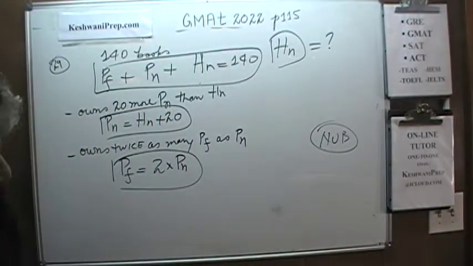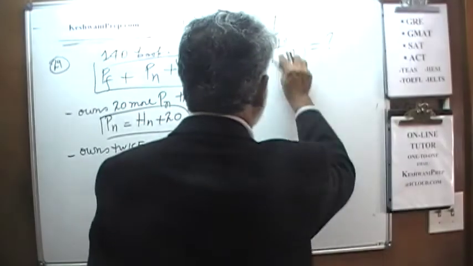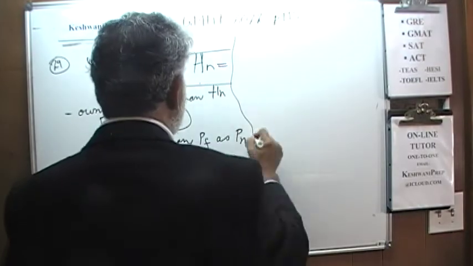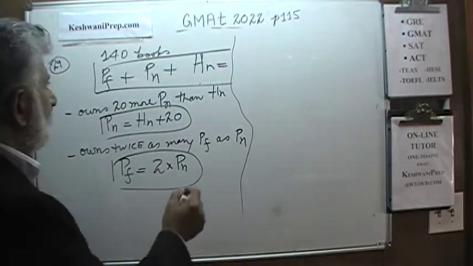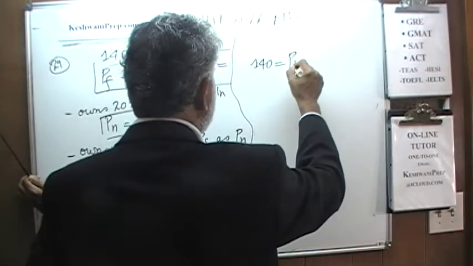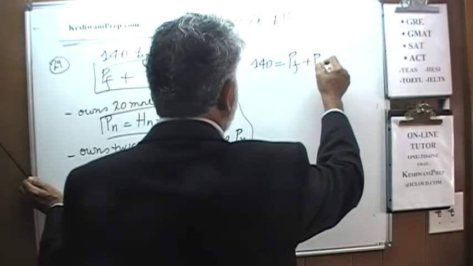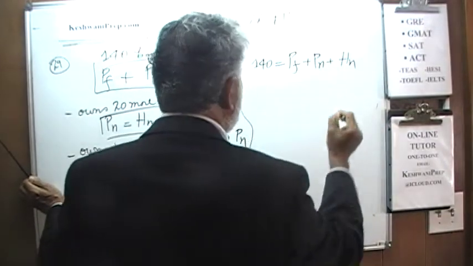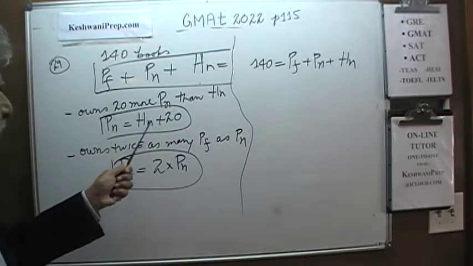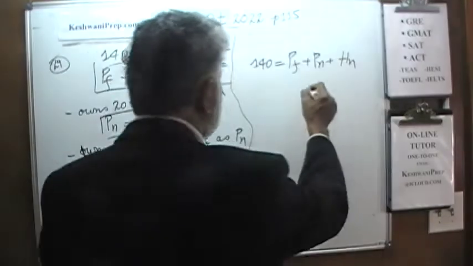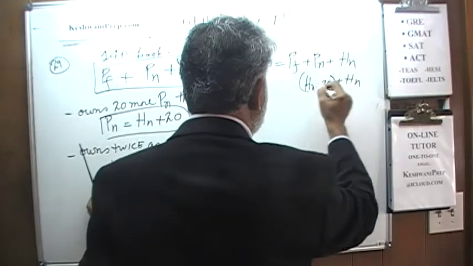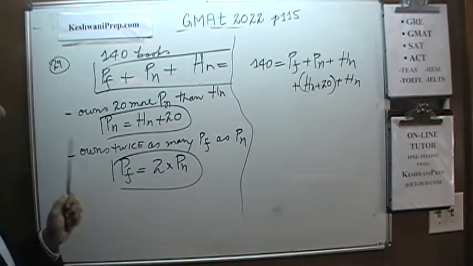There we go. Let's see what we can do. I left no room at all for myself. That was very silly of me. So let's begin. 140 has to equal paperback fiction plus paperback non-fiction plus hardcover non-fiction. Paperback non-fiction we know is simply hardcover non-fiction plus 20, so that's this guy. Paperback fiction we know is 2 times paperback non-fiction.